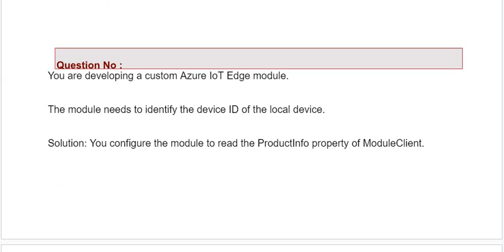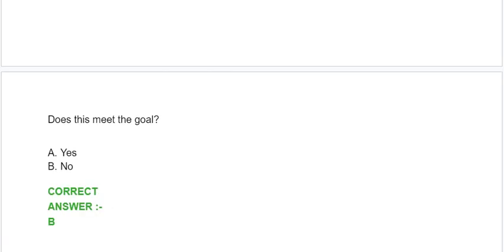Next question is, you are developing a custom Azure IoT Edge module. The module needs to identify the device ID of the local device. Solution: you configure the module to read the product info property of module client. Does this meet the goal? Options are yes or no. Correct answer is no.